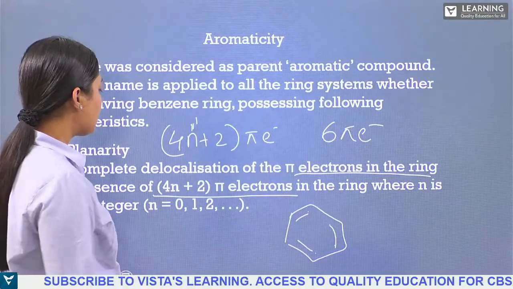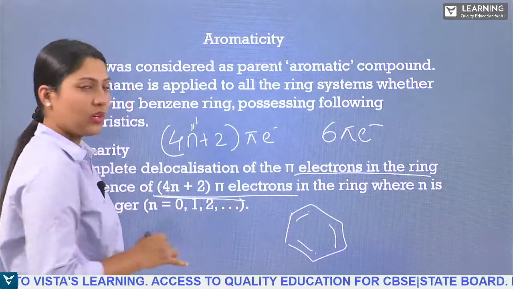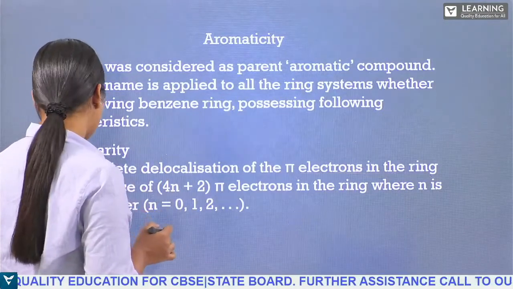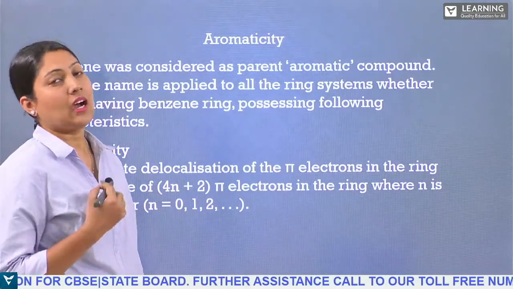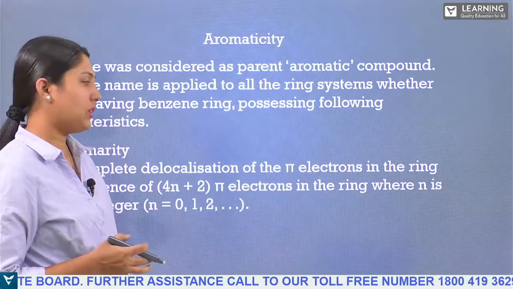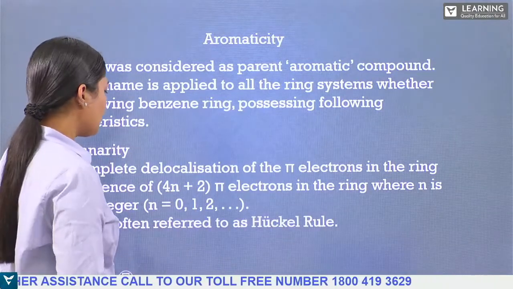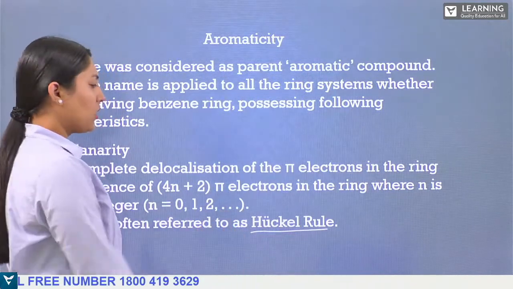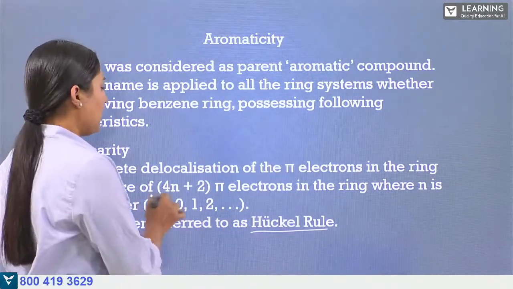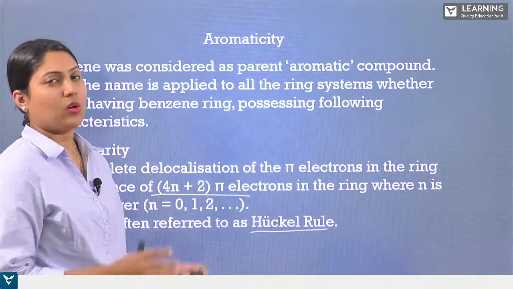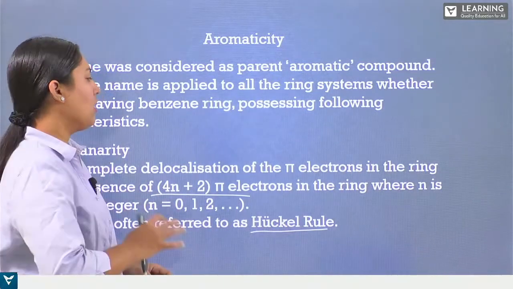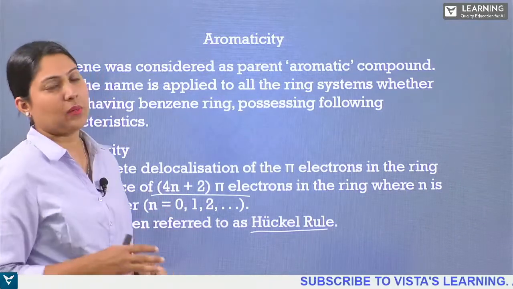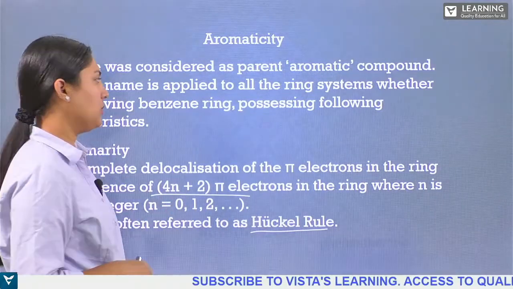If it is satisfied by this 4n plus 2 rule, then we can consider it aromatic, or it is possessing the property of aromaticity. This is often referred to as Huckel's rule. What is Huckel's rule? Huckel's rule says that if a compound is to be aromatic, or possess aromaticity, then it should obey this 4n plus 2 pi electrons rule.